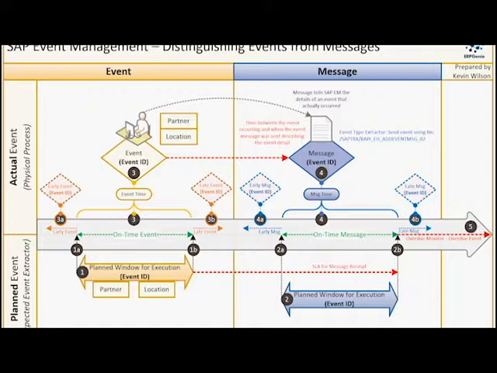So the difference between events and event messages is one of the key aspects of event management, and it's a little understood concept, and I'm going to take you through it right now. First, let's go through the vertical swim lanes. We have events on the left, messages on the right. We'll describe that as we go forward. My horizontal swim lanes, I've got actual and I've got planned events at the bottom.